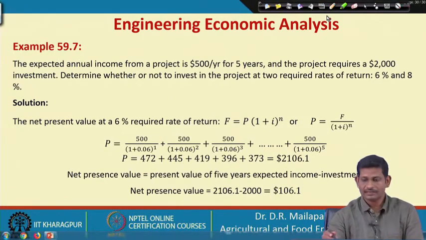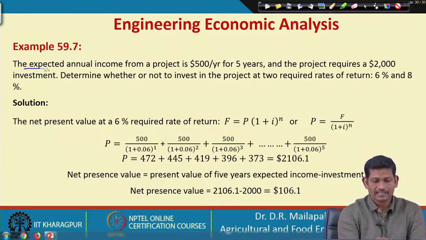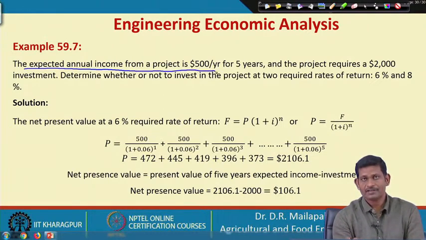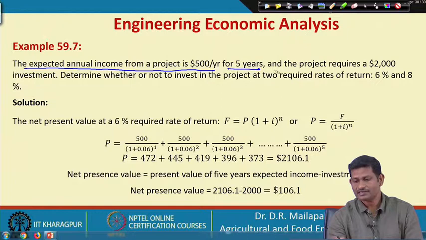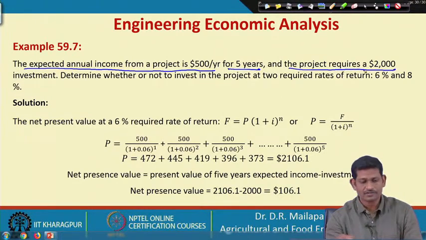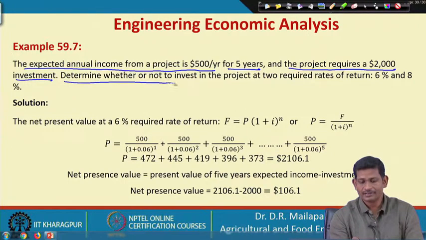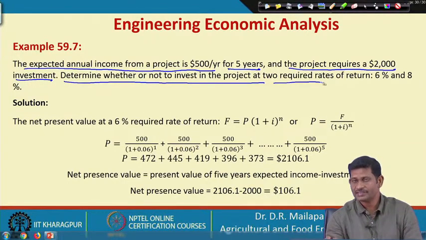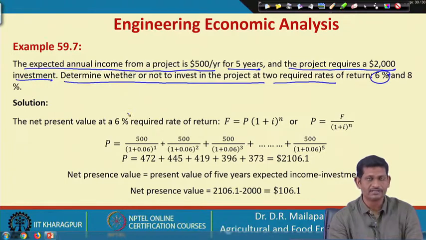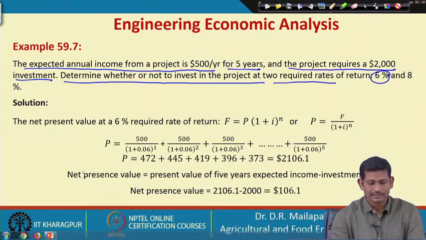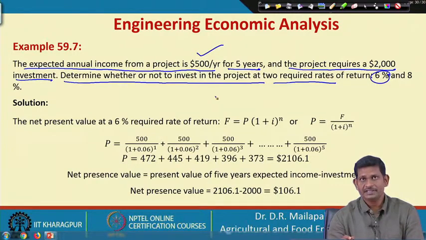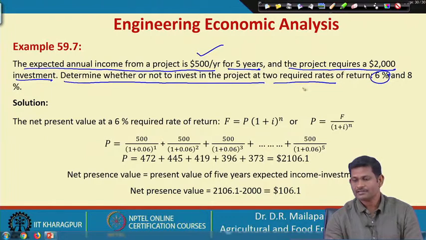So, for example, in this example, the expected annual income from a project is $500 per year for 5 years, and the project requires a $2,000 investment. Determine whether or not to invest in the project at two interest rates, 6% and 8%. Okay. So, here annual income is given. Every year you are expecting $500 per year for 5 years, and the project requires $2,000 investment.